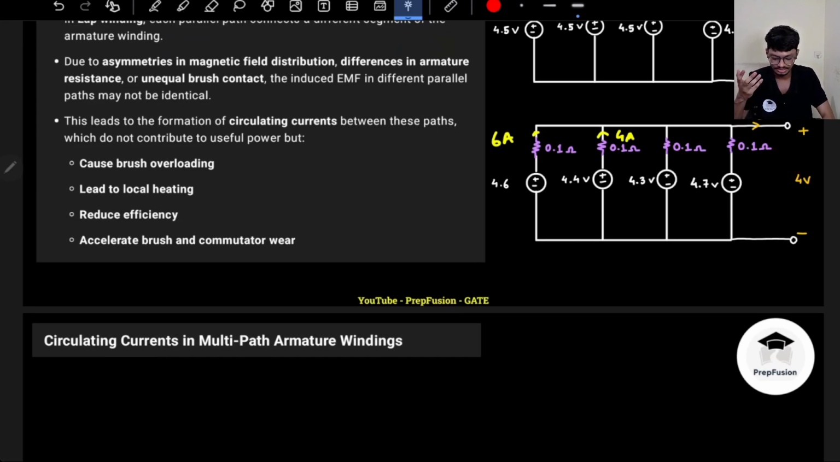So the problem is, I have already discussed in transformers as well, if I have two voltages which are different, and I want to connect them in parallel and there is a resistance in between, there will be circulating currents. This we have already discussed, right? So we don't actually want this. Circulating current is a huge problem for us.